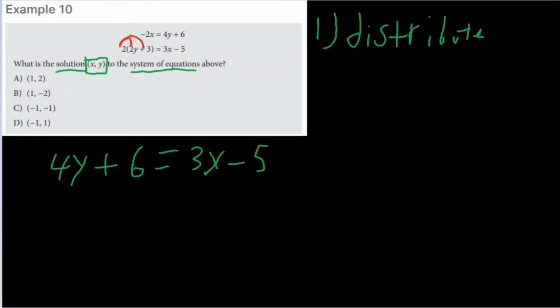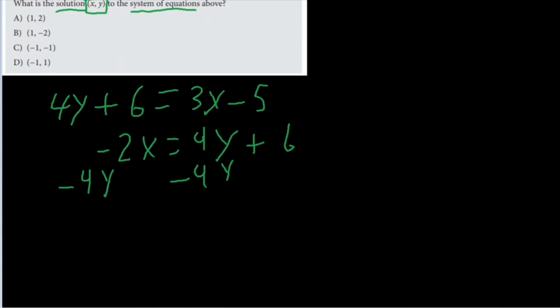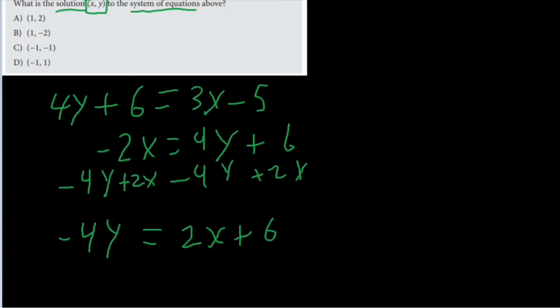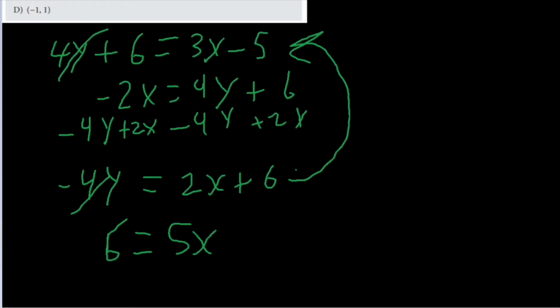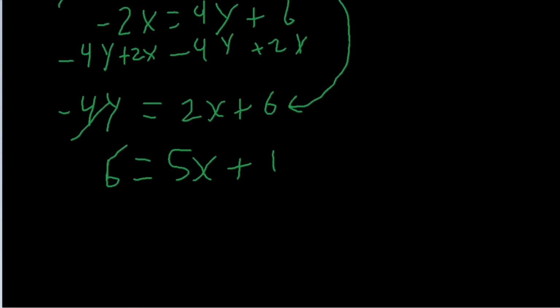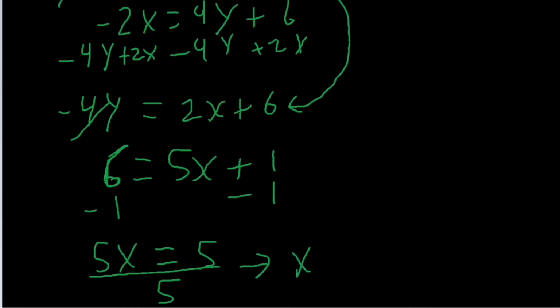So when we distribute 2 to 2y plus 3, we get 4y plus 6 is equal to 3x minus 5, right? And from there, we're going to want to put the two equations side by side. And you can see that if we subtract 4y from one side, it goes onto the other and cancels out with the 4y of the other equation. So when we combine these, the 4y's cancel out, and we're left with 6 is equal to 5x plus 1. From here, we just subtract 1, and when we divide by 5, we get that x is equal to 1.